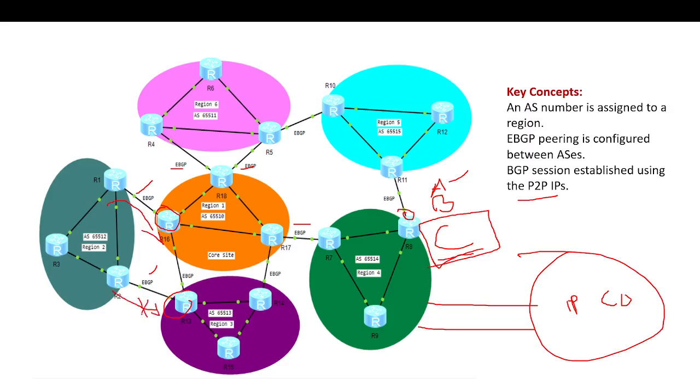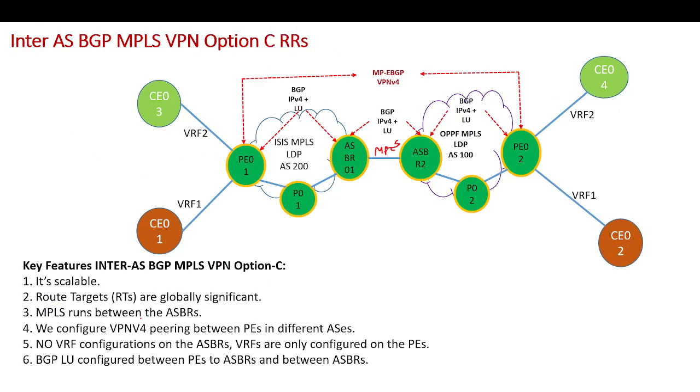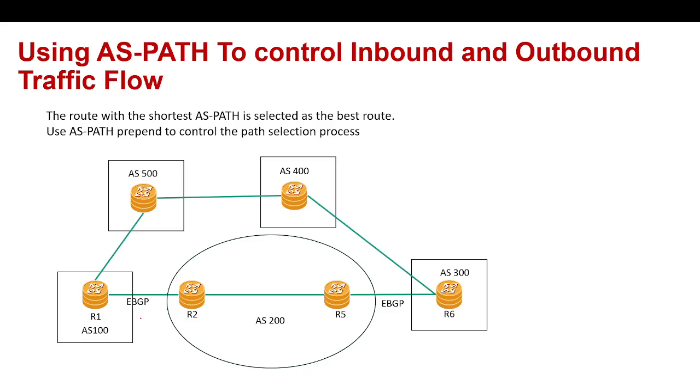You can use different BGP attributes to achieve this traffic control, and ensure that the traffic flow is optimal between different autonomous system numbers. The first thing that we normally use is the AS path. With the AS path, you can control both inbound and outbound traffic. And how you do it is you can prepend the AS path.